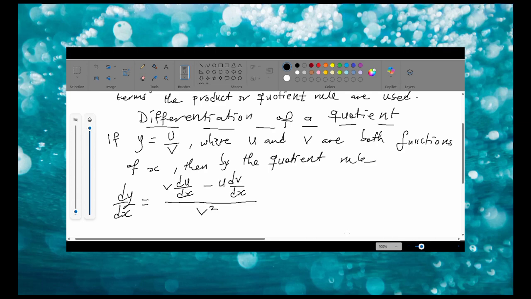Okay, so according to the quotient rule, if you are given a function y is equal to u over v, where u is a function, and v is also a function, and both u and v are functions of x, then we can differentiate y with respect to x by following what we have done here. That is, you multiply v by the derivative of u with respect to x, minus u by the derivative of v with respect to x. Then you divide everything by v squared.